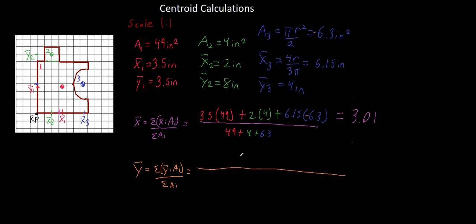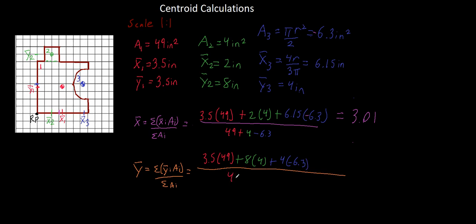And then for our y, we just plug in our new numbers, I should say. Our y1 is still 3.5 multiplied by its shape, which is 49, or its area, I'm sorry. And then we've got our 8-inch y distance times its area, which is still 4 for our shape 2. And then we have a new y distance of 4 inches multiplied by its area, which was 6.3. Let's not forget that negative this time. Actually, let me make this a negative up here since it was supposed to be. We made that little mistake.